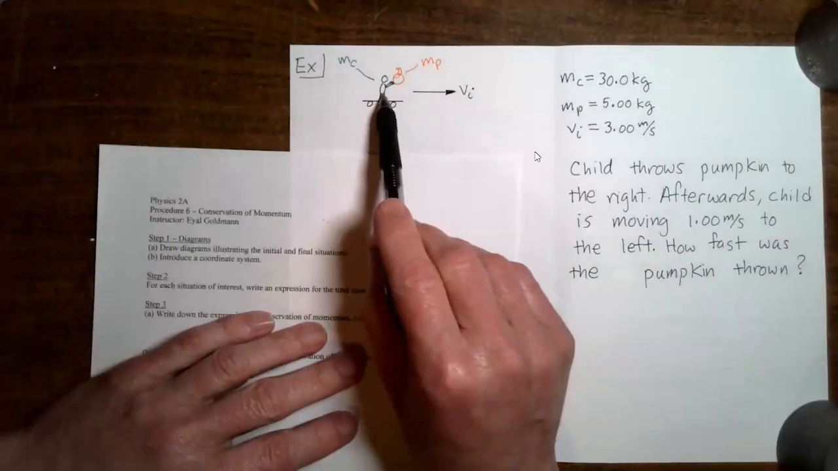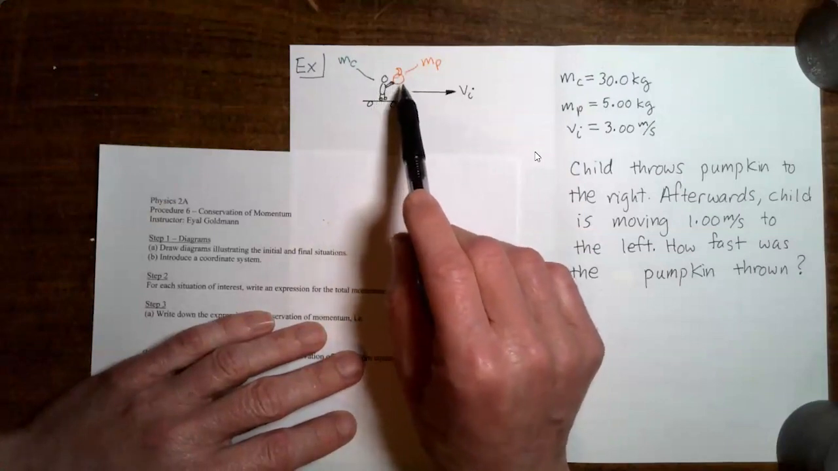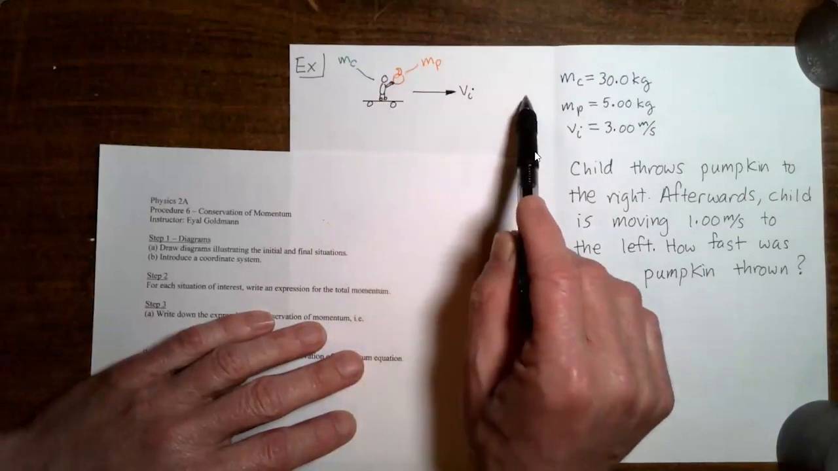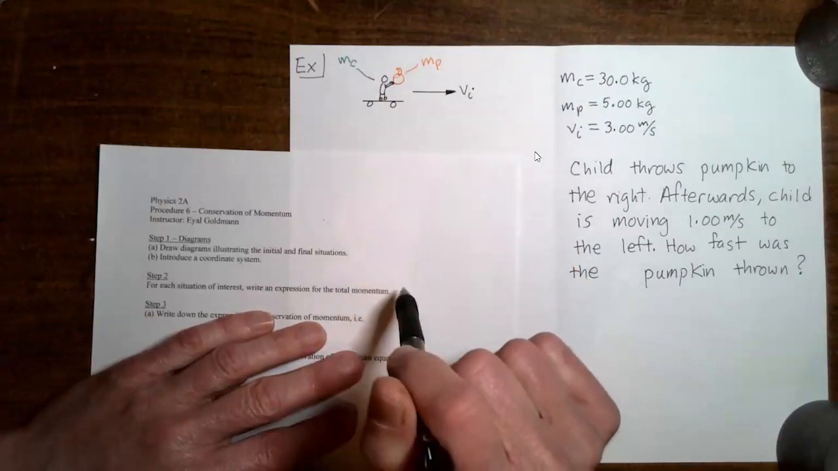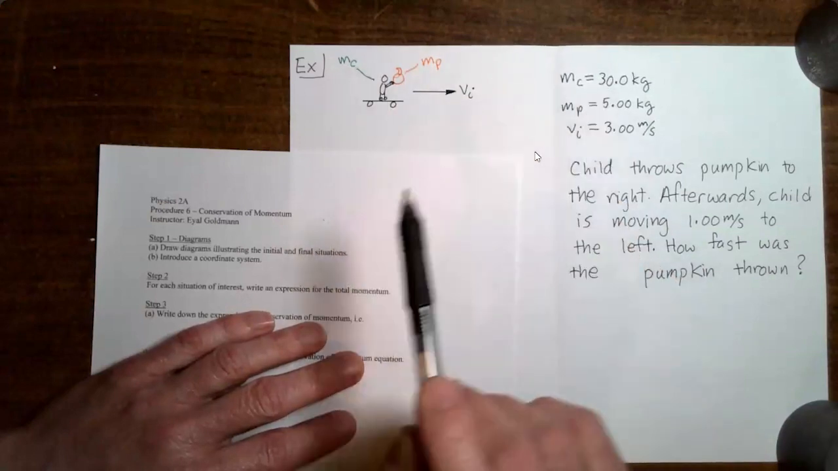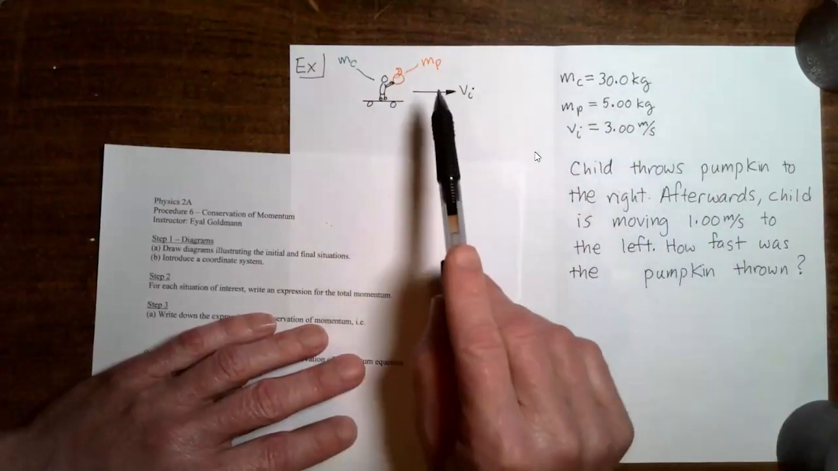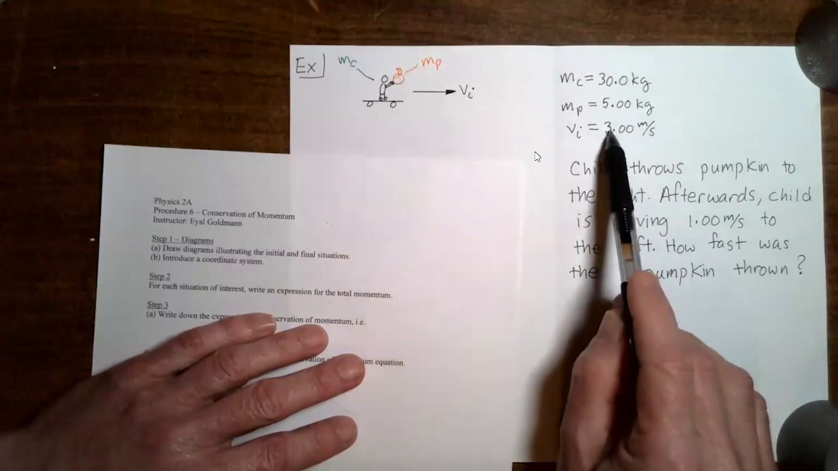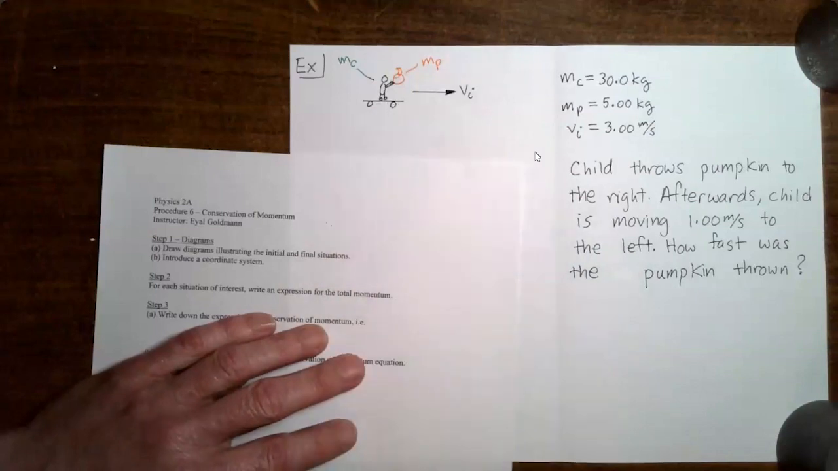I have here a child who is on a skateboard, and the child is holding a pumpkin. The child, the pumpkin, and the skateboard are moving together towards the right at some velocity v initial. Let's say that the child has a mass mc of 30 kilograms, the pumpkin has a mass mp of 5 kilograms, and the initial velocity of the child and pumpkin together is 3 meters per second. We're going to ignore the mass of the skateboard here.